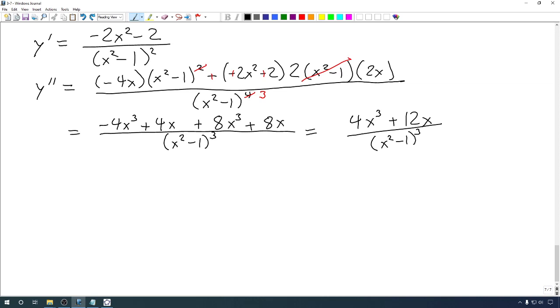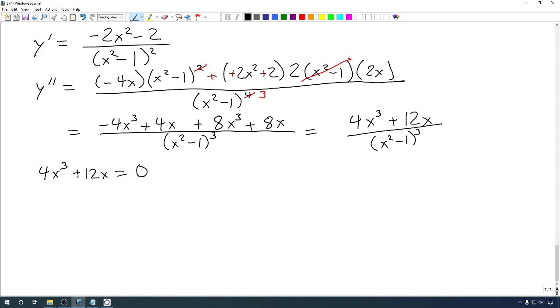Now the question is, where is the second derivative equal to 0? Of course, it doesn't exist when x equals 1 or negative 1 because those make the denominator 0, but those are discontinuities of the original function. They're going to be on our number line, but we still want to find out places where the second derivative equals 0. Now, of course, that's only when the numerator equals 0. The numerator being 4x cubed plus 12x, we want to set that equal to 0.